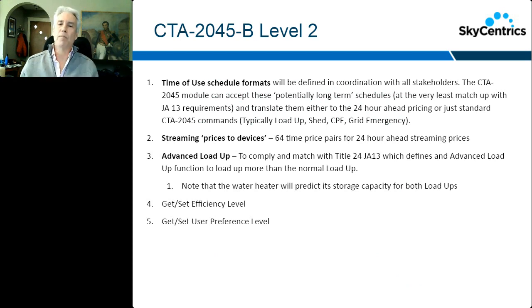Finally, let's talk a little bit about CTA-2045-B Level 2. It tried to incorporate the time of use schedules that NRDC and Title 24 JA13 required, but it also added the end game for all of this, which is streaming prices to devices, wholesale prices, or at least retail electric prices, where all the loads can flexibly respond to support the grid in real time. Advanced load up has been discussed in other places, and then there's efficiency levels and user preference levels. And Tanya just talked about how it's critical for the user preference to say, hey, I really want to participate and lower my carbon as much as possible, or hey, I have the soccer team in place for the weekend and I'd like to have as much hot water as possible.